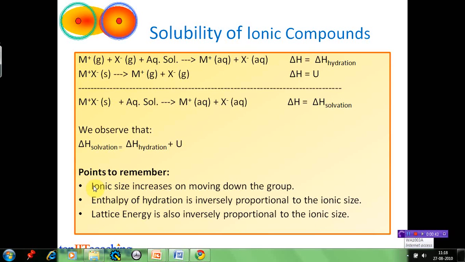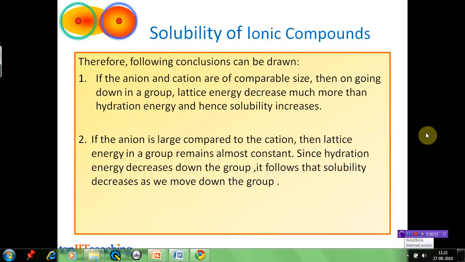Now, there are certain points we must always keep in mind. First of all, ionic size, whether it's the size of a cation or anion, increases on moving down a group. Second, the enthalpy of hydration is inversely proportional to the size of the ion. And the third point is, the lattice energy is also inversely proportional to the ionic size. Now let us see how these points are going to affect the trends of solubility that we generally observe.